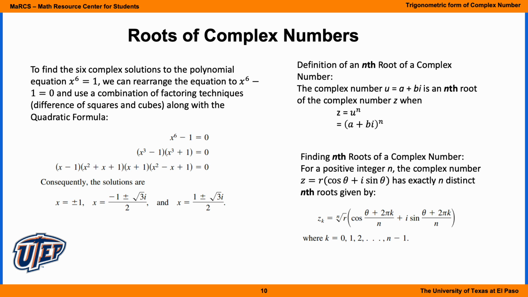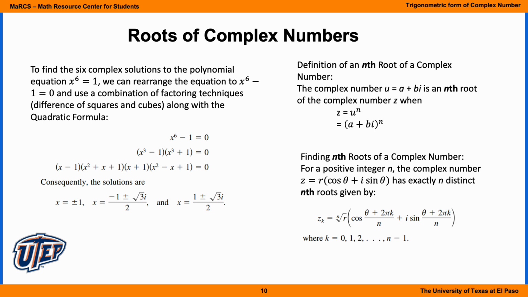So finding the nth roots of a complex number, for a positive integer n, the complex number z is equal to the length r times the cosine of theta plus i times the sine of theta has exactly n distinct nth roots given by this equation. So z with a subscript k, where k is equal to 0, 1, 2, up until n minus 1, is equal to the nth root of r times cosine of (theta plus 2 pi k) divided by n plus i times sine of (theta plus 2 pi k) divided by n.